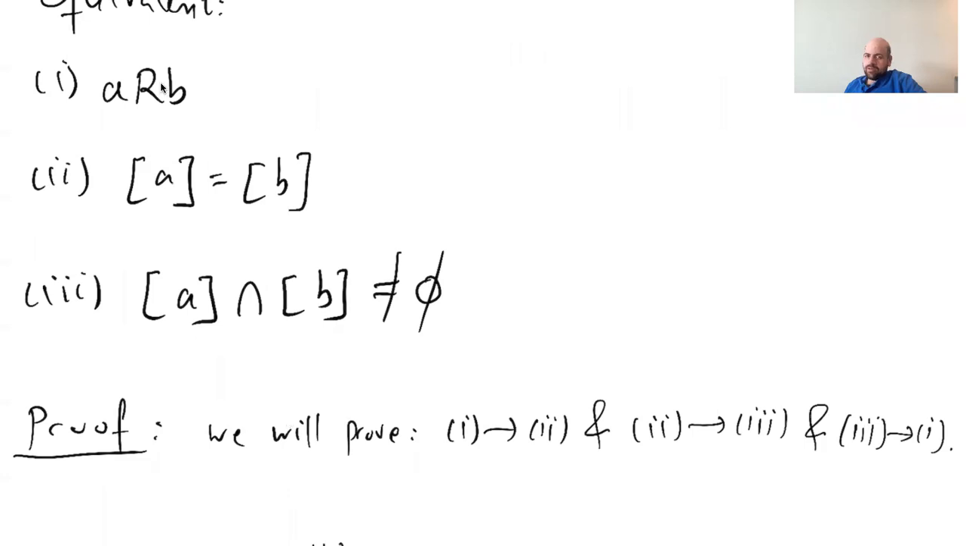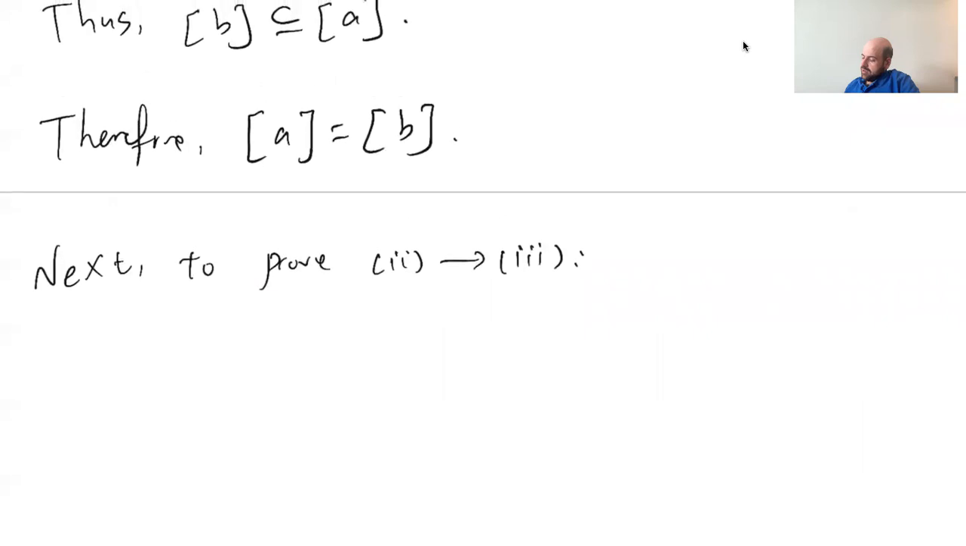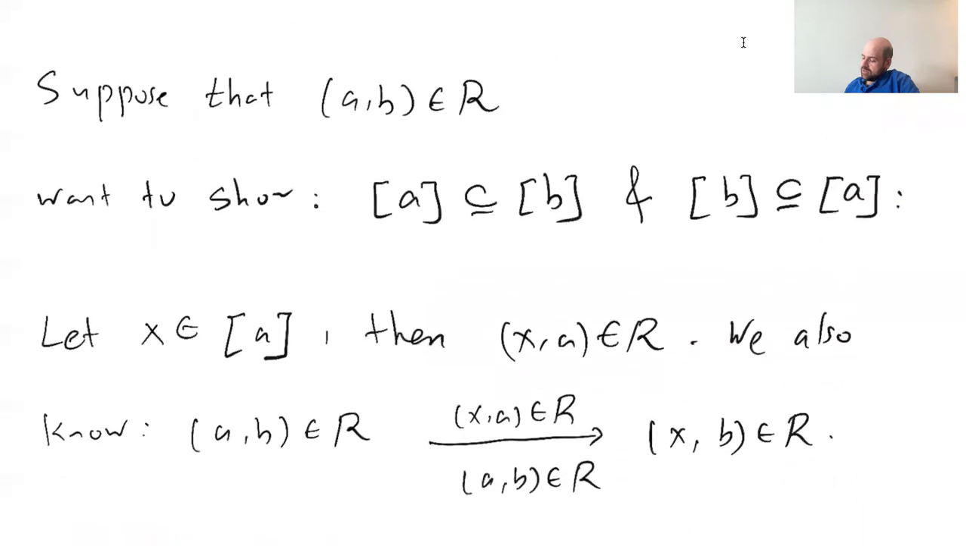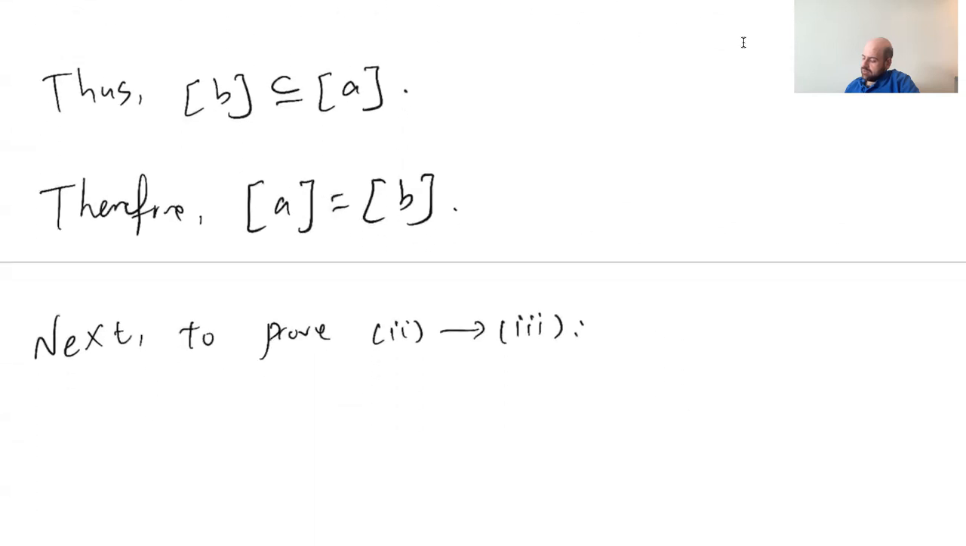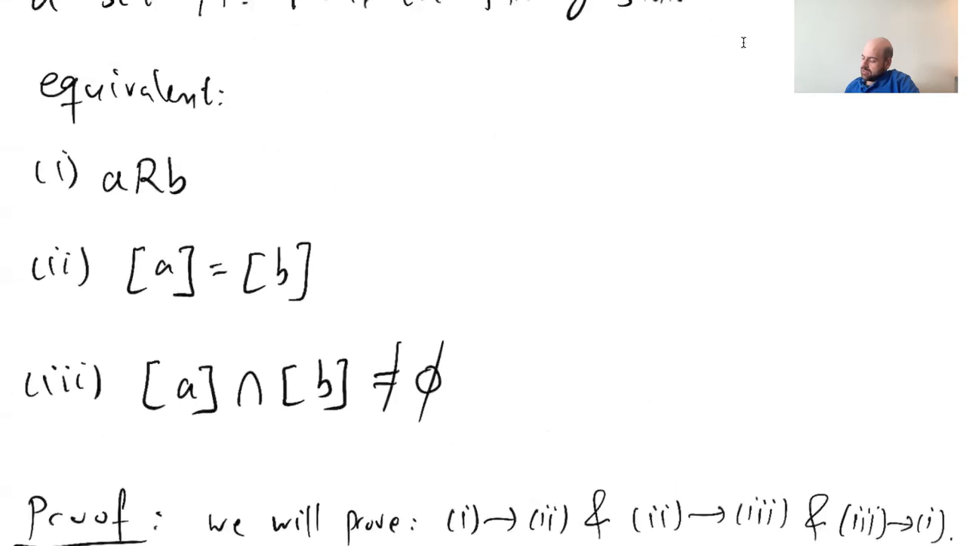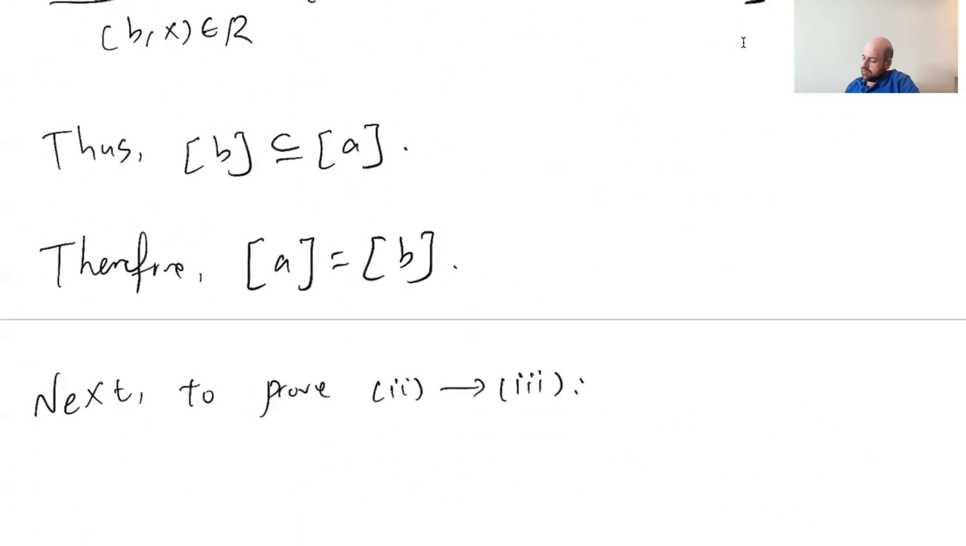Okay, so how can I prove that the intersection is non-empty? Well, this is very easy to prove, because what will be the intersection of equivalence class of A and B? I want to show that that is non-empty, right? So what will be the intersection of these two, equivalence class of A and B? What is the intersection going to be?